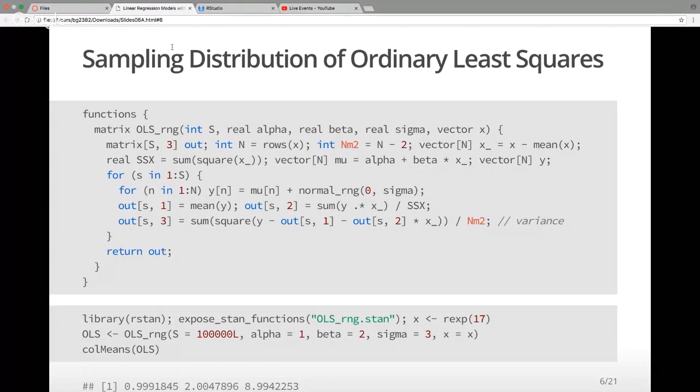And in the third column of X, out, we're going to stick the estimated variance of the errors. So that's Y minus the intercept minus the slope times the predictor. That creates a vector of residuals. We're going to square those, we're going to sum those up, and we're going to divide by n minus 2 in order to get the estimated variance of the error term.